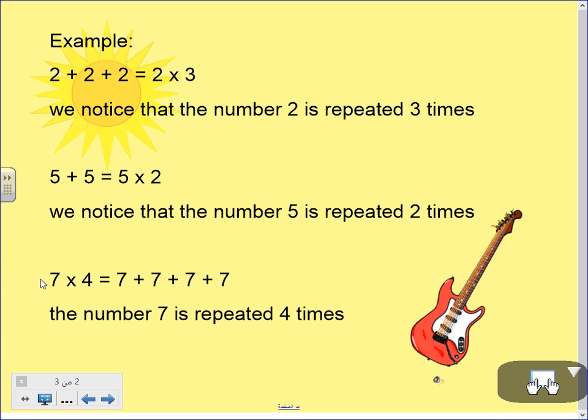Okay, the third example, 7 by 4. That means the number 7 is repeated 4 times. So 7 by 4 will equal 7 plus 7 plus 7 plus 7.